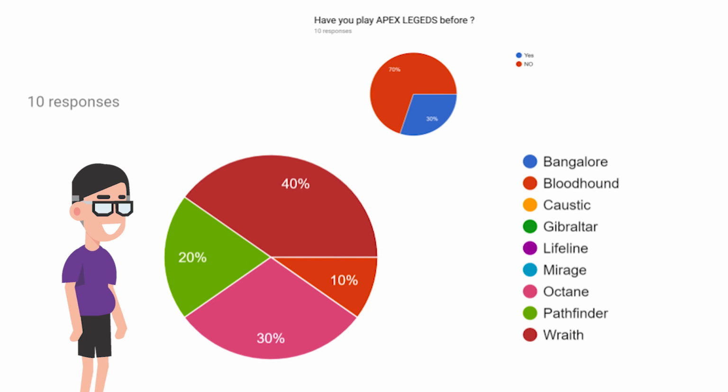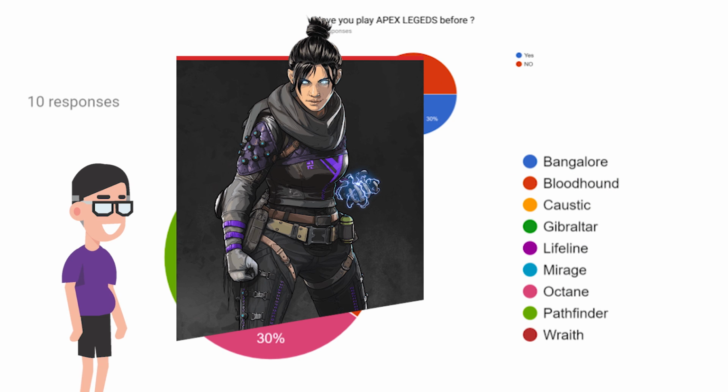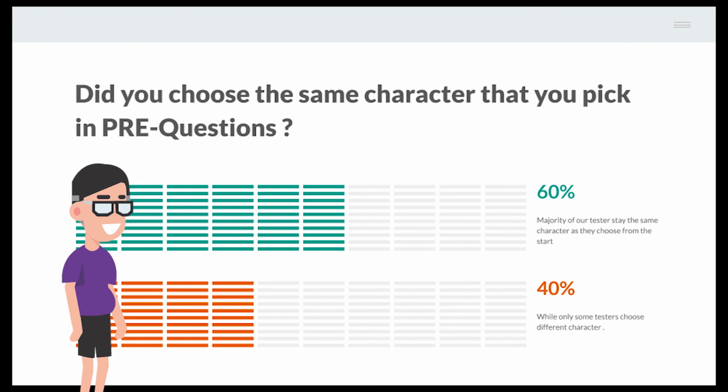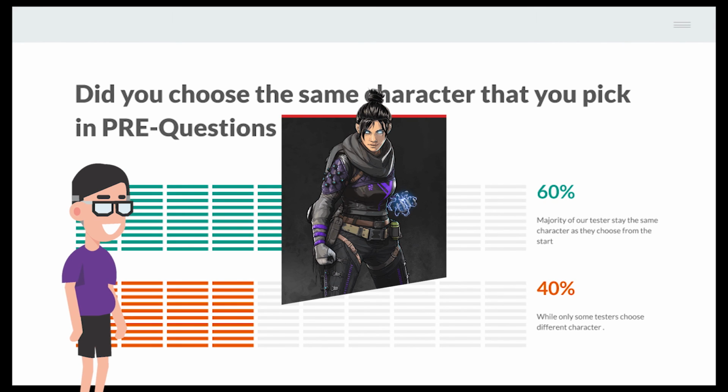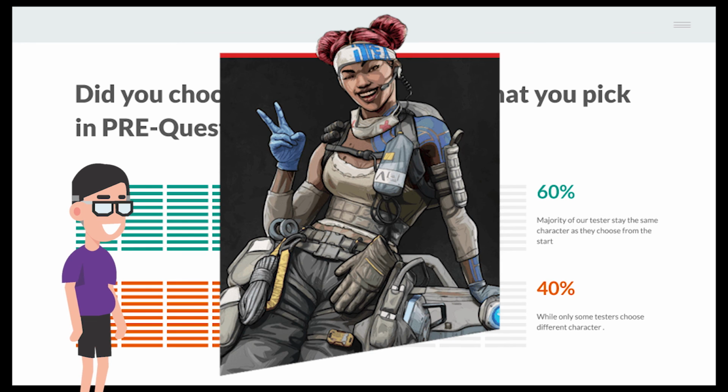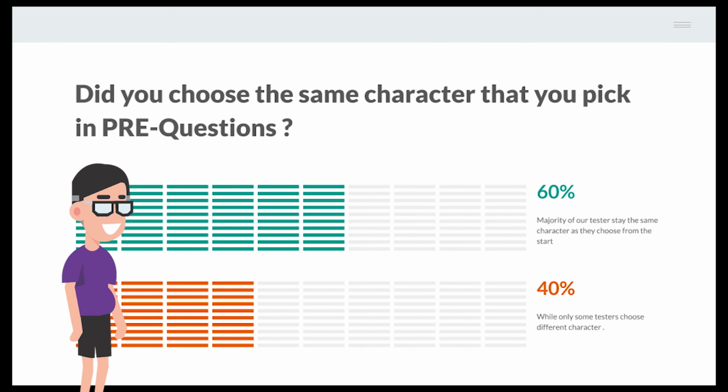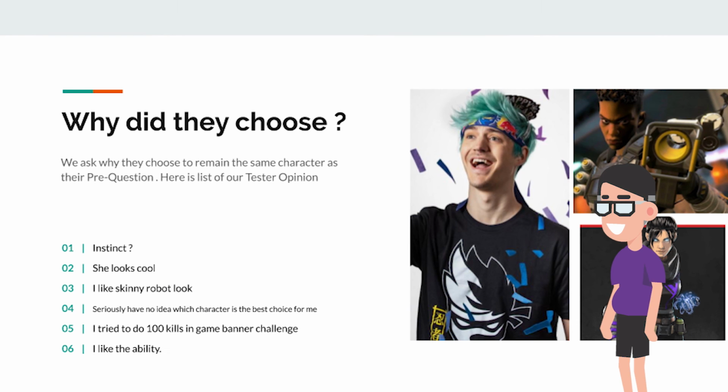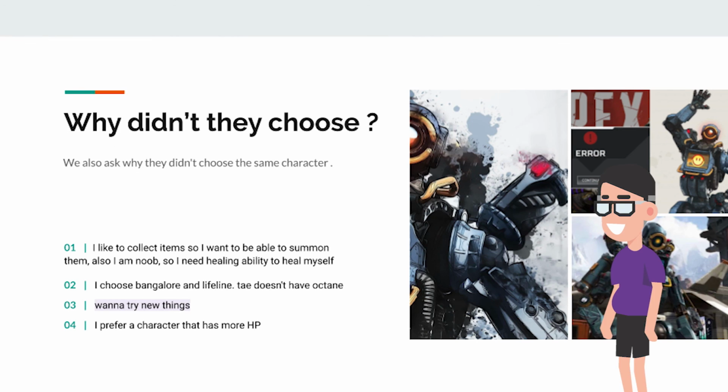Over 40% chose Wraith as their starting character, then Octane, and Pathfinder. Another interesting point is that most testers who chose Wraith at first, when they changed, mostly chose Lifeline instead. We assume that is because the training section forces testers to use Lifeline, which makes players more familiar with this character than the one they chose. We also know that the reason our testers chose a character is their characteristics, whether they look good or not. But for those who didn't, they mostly said it didn't match their playstyle.